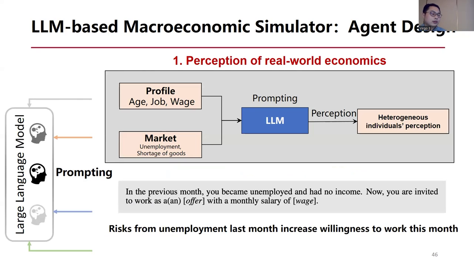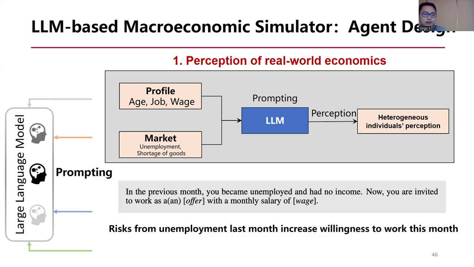After we design such an environment and framework, we further design the agent in the economic system. The first is a heterogeneous individual's perception of the real world economics. It includes two critical parts. First is the agent profile, which includes age, job, wage, and also market distribution, including current unemployment state and the shortage of goods. So the LLM agents are expected to sense the market and to obtain the heterogeneous individual's perception.